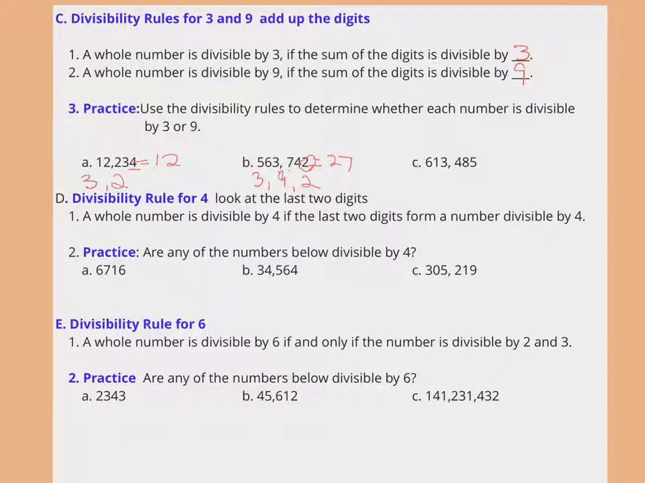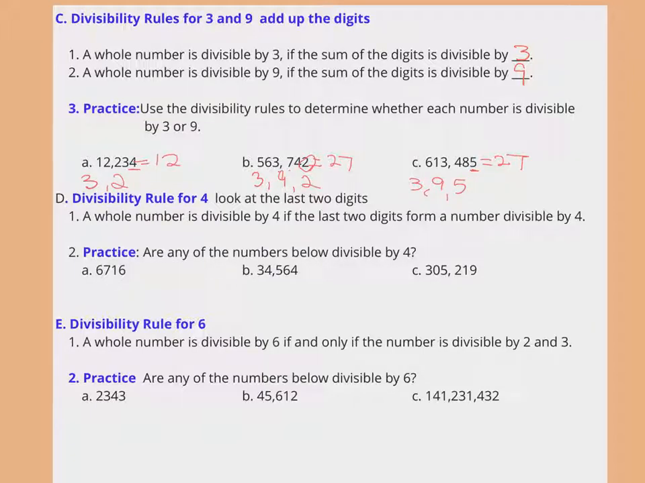All right, if I look at the number 613,485 and I want to add up my digits, I have 6 plus 1 is 7, plus 3 is 10. 10 plus 12 is 22. 22 plus 5 more puts me at 27. So I know that 27 is divisible by 3, it's divisible by 9. If I look at my ones place, I can see that it's divisible by 5 as well.